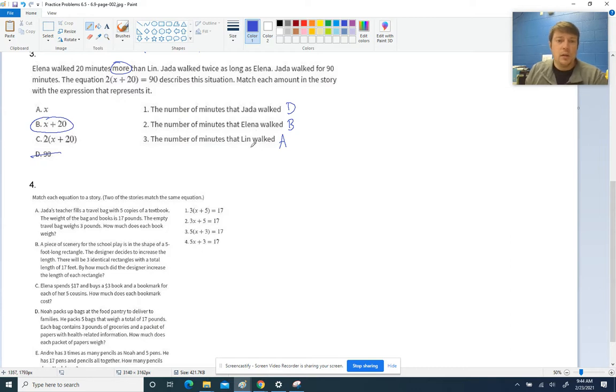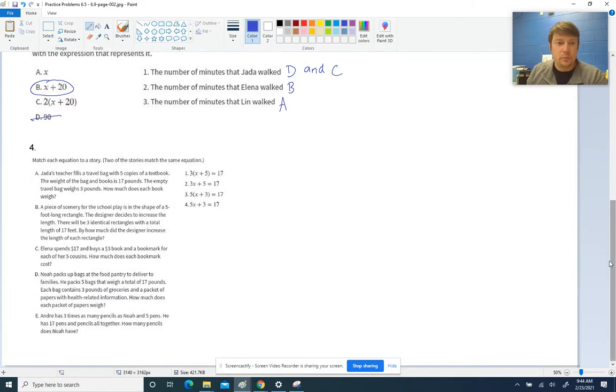Well, X plus 20 is representative of Elena, and if you take Elena and double it, right, then that's going to be twice as long. That's going to be Jada, number 1 there is going to be Jada, which is 90. So we know that that's why it equals 90. So this right here is also equal to Jada. Hence, why they equal each other in the equation, right? She is both 90, and she's both twice as much as what Elena walked. So that makes sense. All right, let's move on.